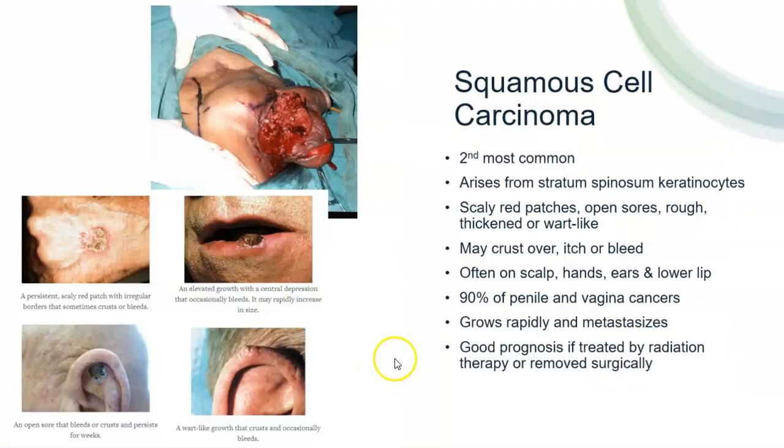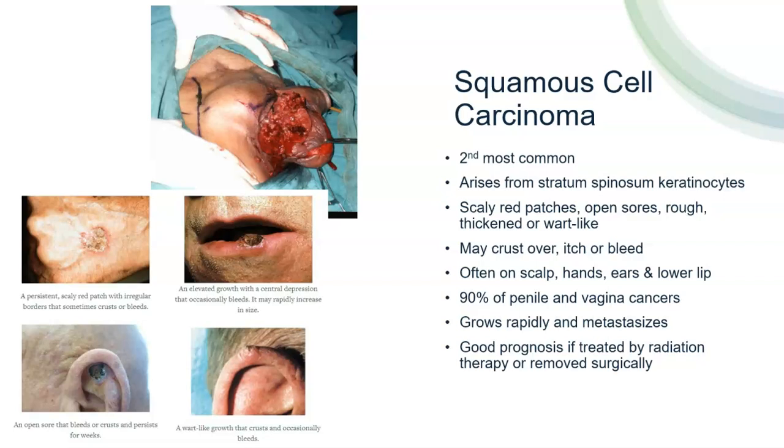Squamous cell carcinoma arises from the keratinocytes of the stratum spinosum. These lesions tend to appear on the scalp, ears, lower lip, and the dorsum or backside of the hand. Early lesions tend to be raised, red, and scaly. Later on, they may form concave, ulcerated areas with elevated edges. Treatment is usually surgical removal. They may metastasize, though, to other parts of the body.